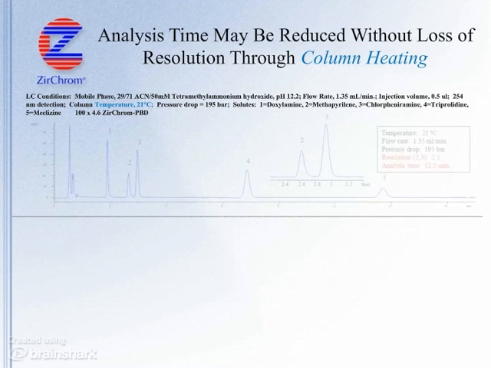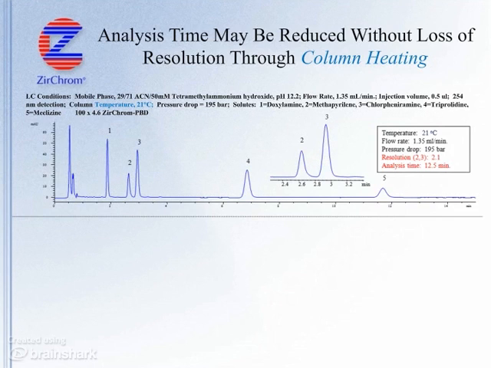The initial chromatogram, using a method temperature of 21 degrees Celsius, gives good baseline resolution of all compounds in 12.5 minutes, with a pressure drop of 195 bar. The resolution of the critical pair, designated 2 and 3, is 2.1.